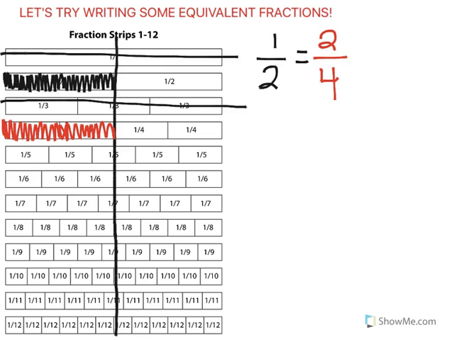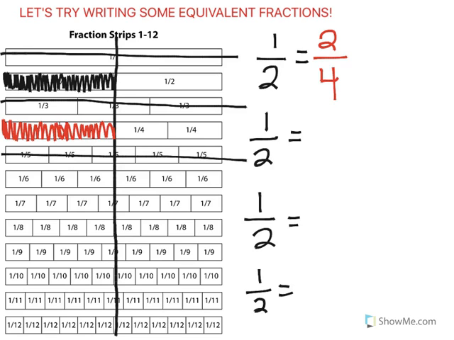Now we can keep going down our fraction strips because I think there might be some more fractions that are equivalent to 1/2. So the fifths don't stop at the same place, so we cannot use those fifths. However, those sixths, we have 1, 2, 3/6 that take up the same amount of space as that 1/2. So 1/2 is equal to 3/6.